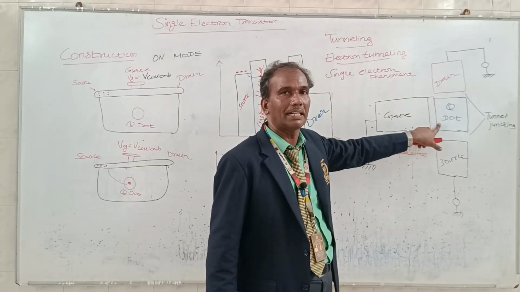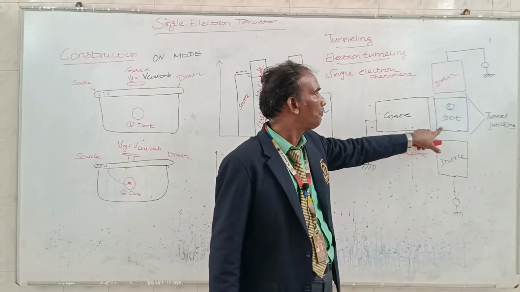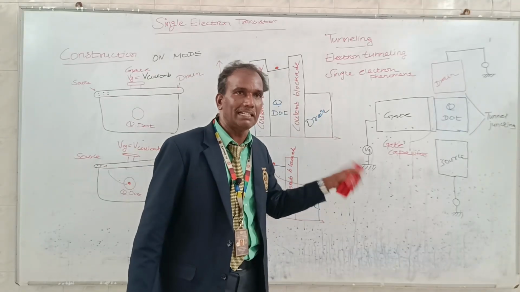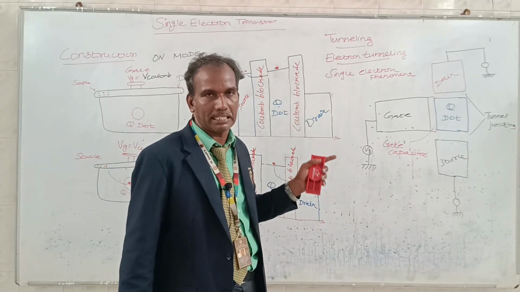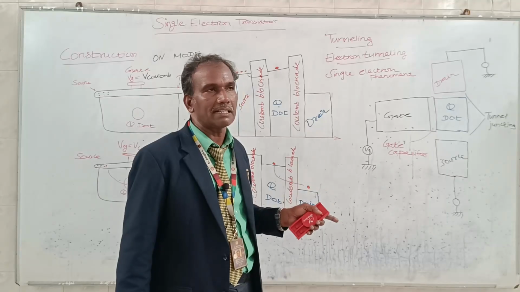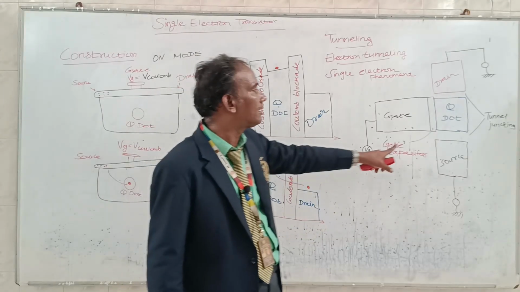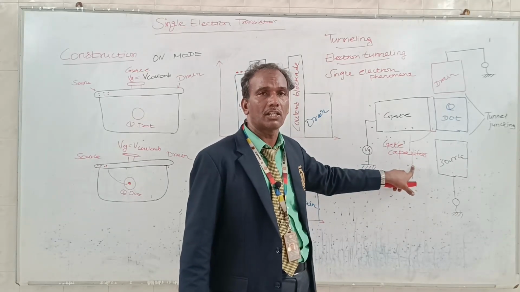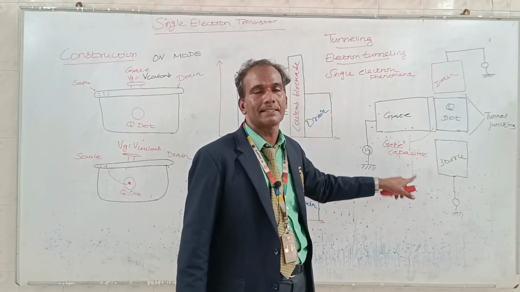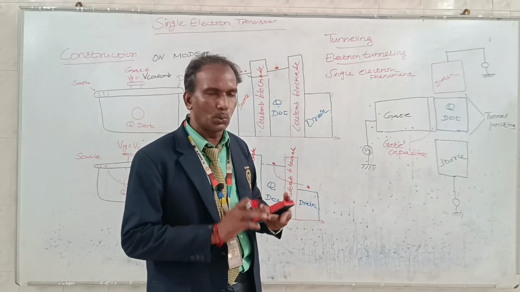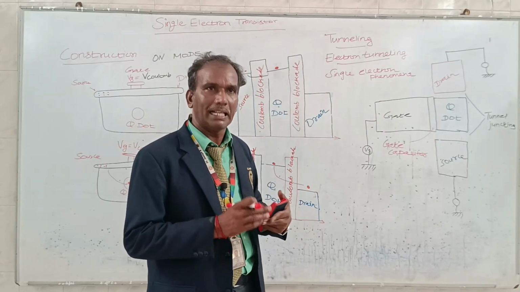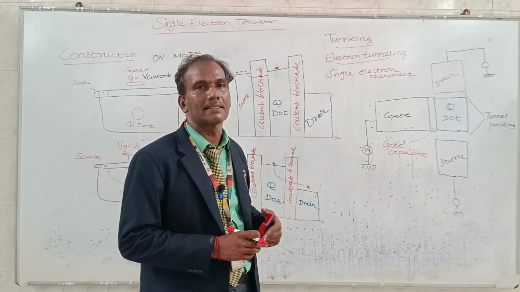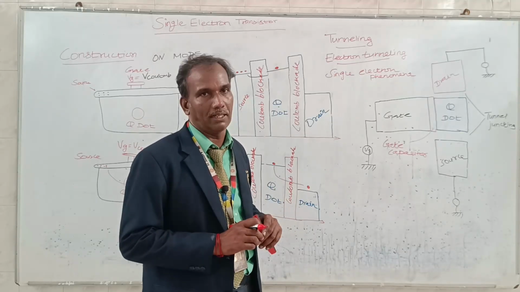One electron at a time, right? So the difference between the FET and SET is, the field effect transistor is also a three terminal device, like the single electron transistor. It consists of source, drain, gate, and in addition to those three terminals, it has a semiconductor channel.